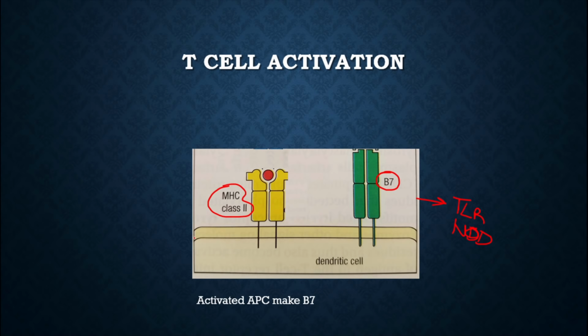However, everything within that cell is going to get presented on MHC. So it's important to recognize that the activation of the presenting cell does not have to be the same thing that is being presented on the MHC molecule, because everything within that cell will be presented on MHC class 2. Does that make sense?